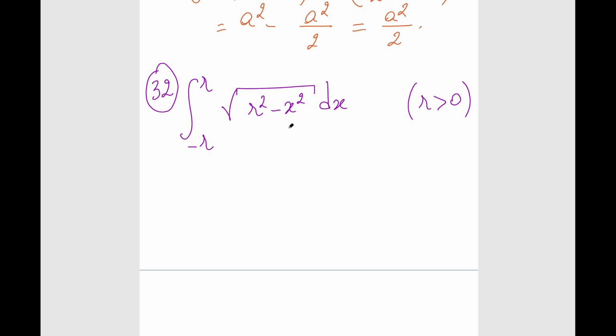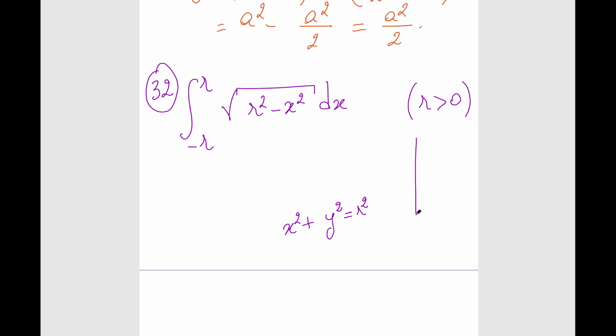Okay. So what's this function? How do we graph square root of r squared minus x squared? Well, do you remember how r is positive? Do you remember what this guy is? X squared plus y squared equals r squared. What is this? This is the equation of a circle centered at the origin and of radius r.